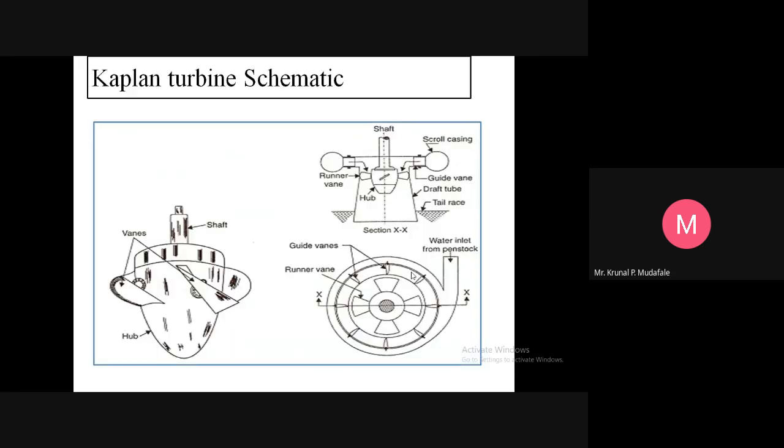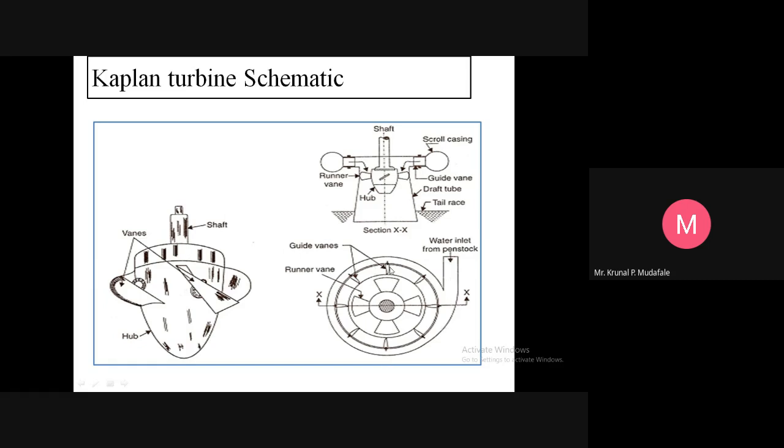You can see this is the schematic diagram of the Kaplan turbine. Here is the hub, on the shaft, and the adjustable moving vanes are available on the hub. That hub diameter is large compared to other turbines, right? This is the front view, the propeller with adjustable vanes, and this is the cut section of the side view, where the water inlet from the penstock enters.